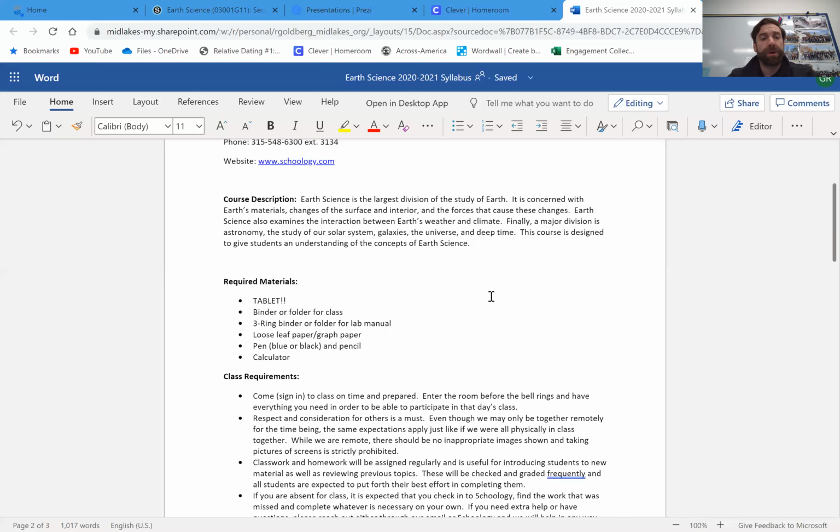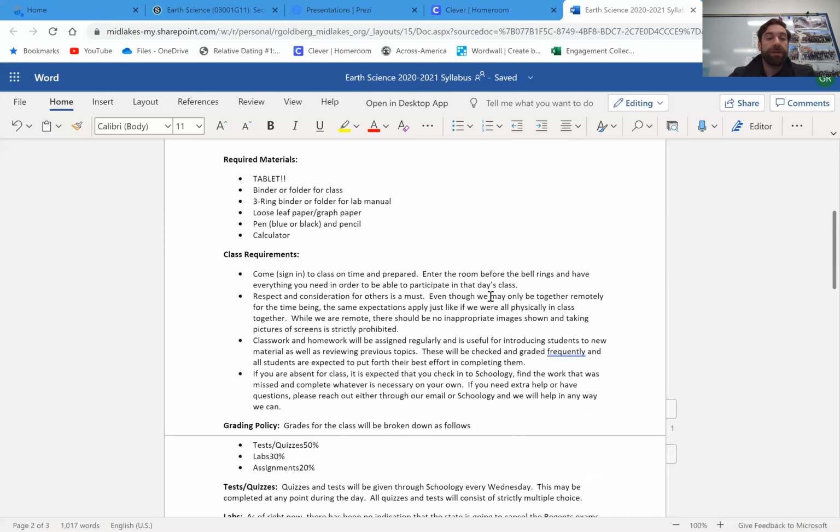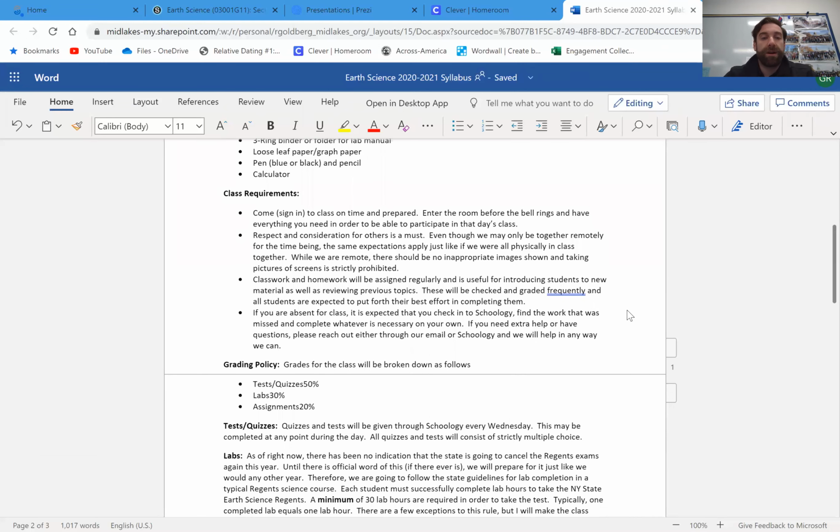The only other thing that I require of my students is that they have a way to file all the papers that I did give them at the beginning of the year, most importantly, the labs. So the class requirements are pretty similar to what I would have expected in any given year, but obviously we adjusted things to accommodate the Zoom sessions as opposed to having kids in the classroom.